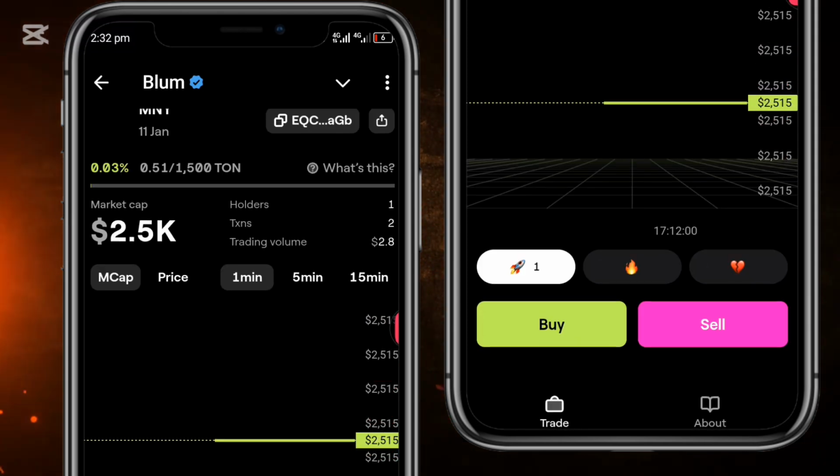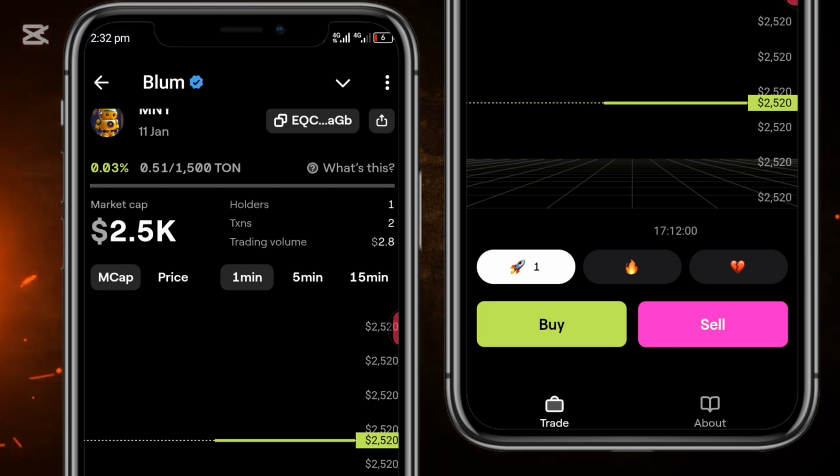For those of you that have not created your own token, I've made a video on this channel on how to create your own memecoin on the Blum Memepad. Just check it out and learn how to create your own memecoin. If you are interested in doing that, just bear in mind that you will get 500 meme points for going ahead to create your own memecoin on the Blum Memepad.